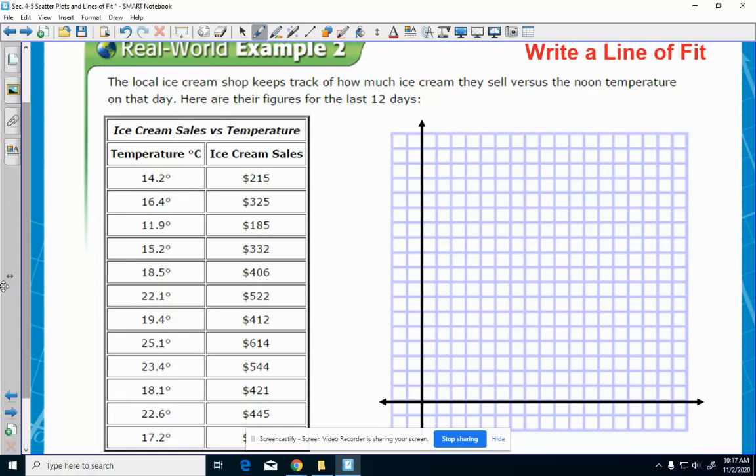So you have a copy of what this looks like on your desk. The local ice cream shop keeps track of how much ice cream they sell versus the noon temperature on that day. Here are the figures for the last 12 days. Just looking at this relationship, we're talking about the temperature versus how much ice cream they sell. Would you expect this result to be positive, negative, or have no relationship?